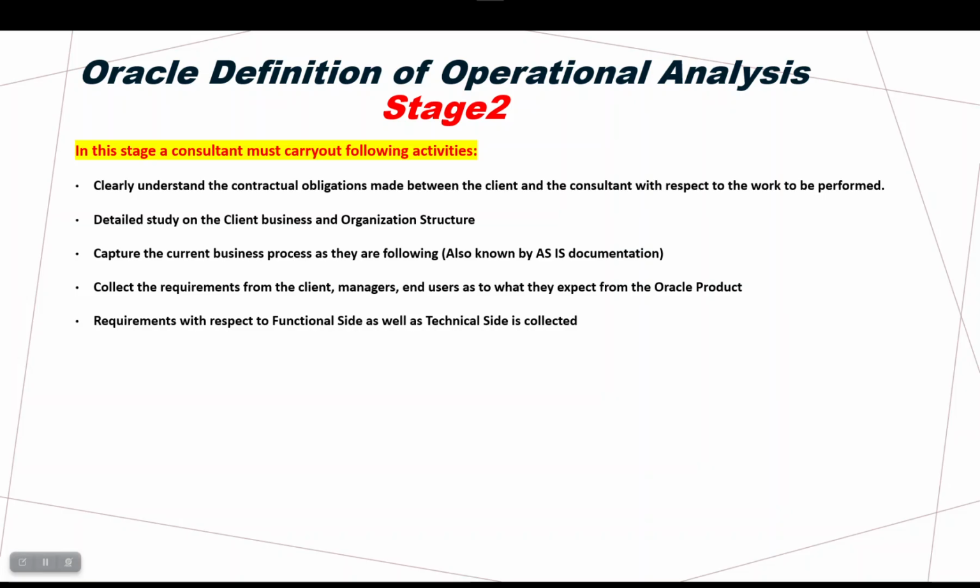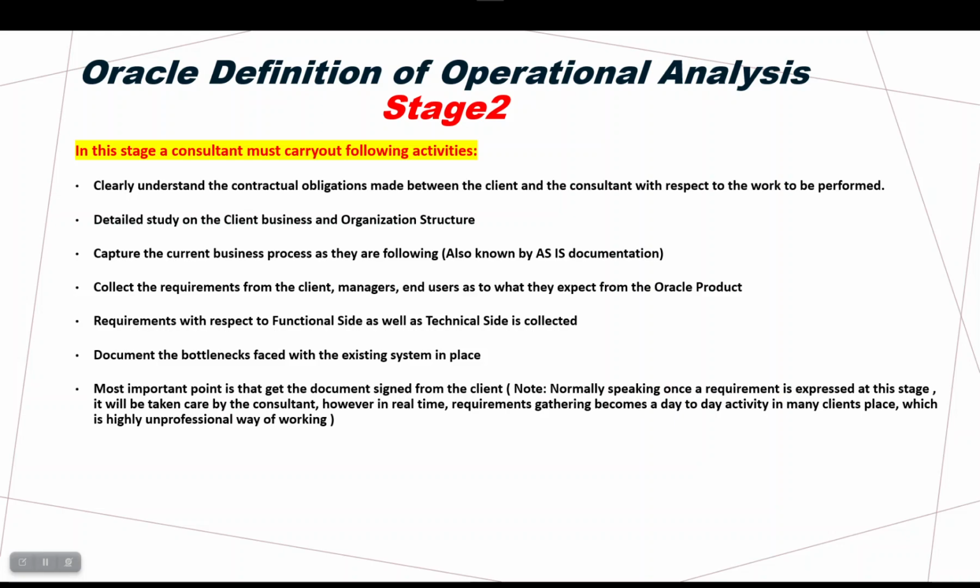The process flow will be like A, B, C, D, and so on. Document bottlenecks faced with the existing system in place. The most important point is to get the document signed by the client. Again, without the client's signature, your project is either on hold or failed. Normally speaking, once the requirement is expressed at this stage, it will be taken care of by the consultant. However, in real time, requirements gathering becomes a day-to-day activity in many client places, which is a highly unprofessional way of working.